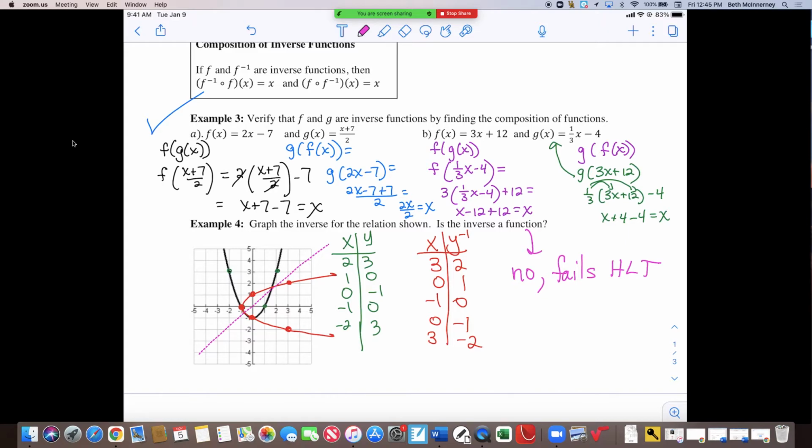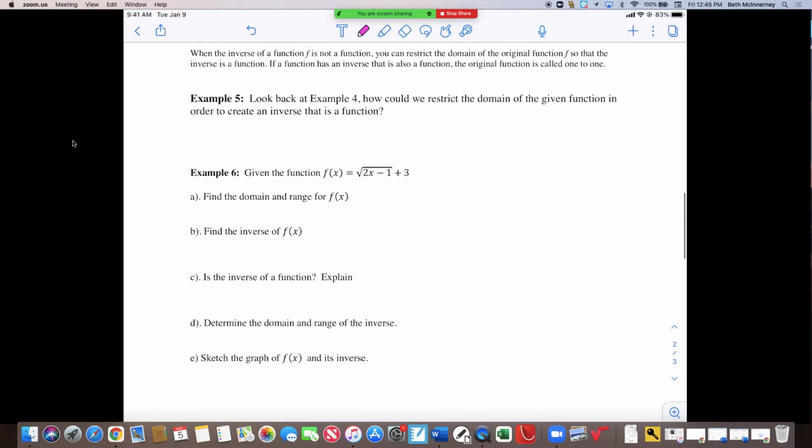Yeah, Angelo? Yeah, right here. Do you see, if I chop the graph right in the middle, right through that vertex, and if I eliminated half of this, it would pass, right? Okay, so sometimes you can do that. So what I could do is say, well, if we let x be greater than or equal to 0, it would now pass it.